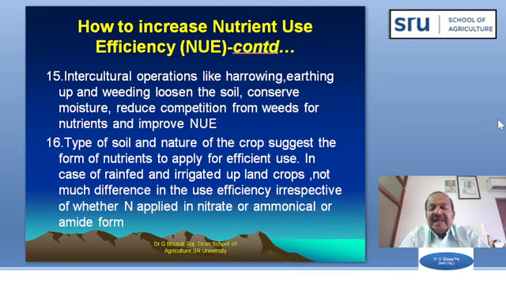Agricultural operations like harrowing, earthing up, and weeding loosen the soil, conserve moisture, and reduce competition from weeds for nutrients, and improve the nutrient use efficiency. The type of soil and nature of the crop suggest the form of nutrients to apply for efficient use. In rain-fed and irrigated upland crops, there is not much difference in use efficiency irrespective of whether nitrogen is applied in nitrate, ammoniacal or amide form.